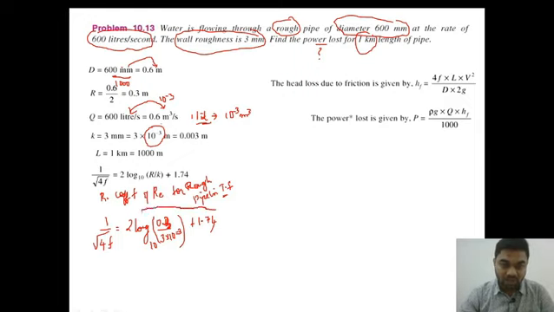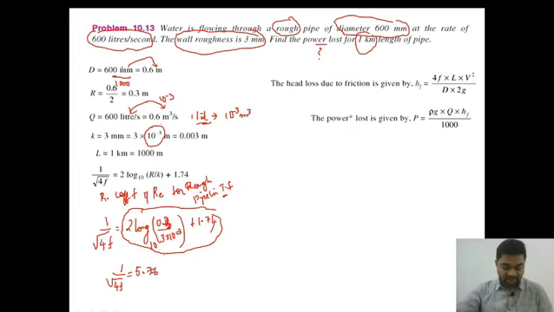This total value, if we calculate with the help of calculator, the value of 1 by under root 4F will be around 5.76. So from here the value of under root 4F is 1 by 5.76.